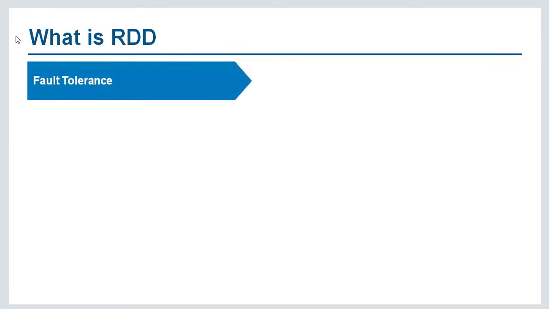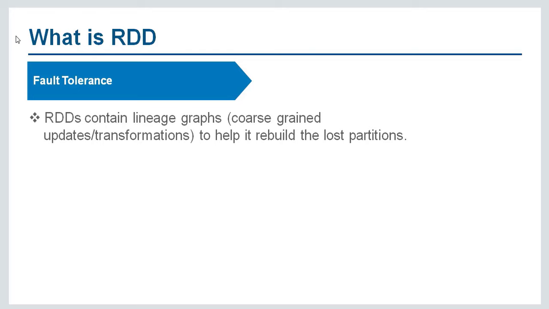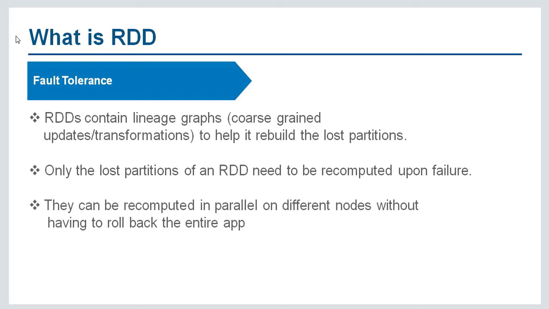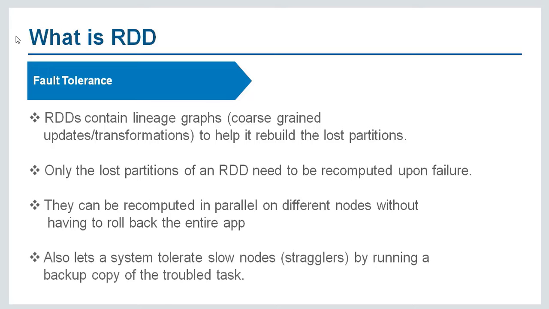RDDs provide fault tolerance. RDDs contain lineage graphs to help rebuild the lost partitions. Only the lost partitions of an RDD need to be recomputed upon failure, and they can be recomputed in parallel on different nodes without having to roll back the entire app. RDDs also let a system tolerate slow nodes by running a backup copy of the troubled task.